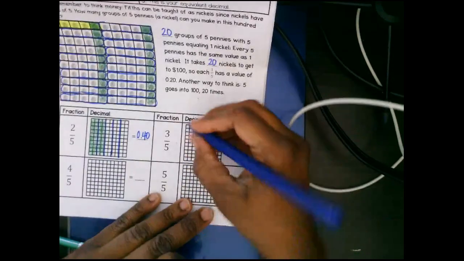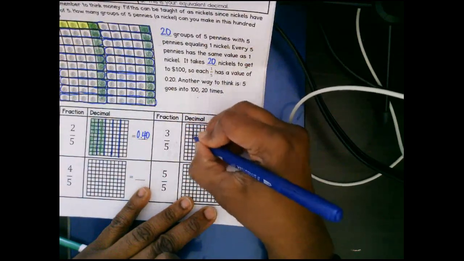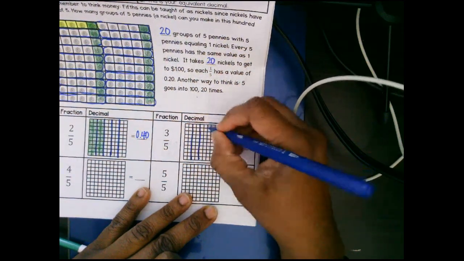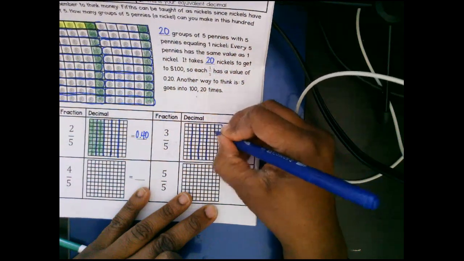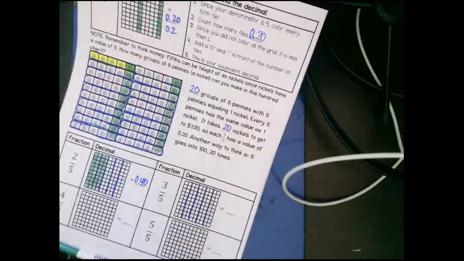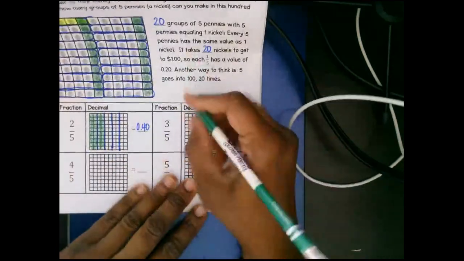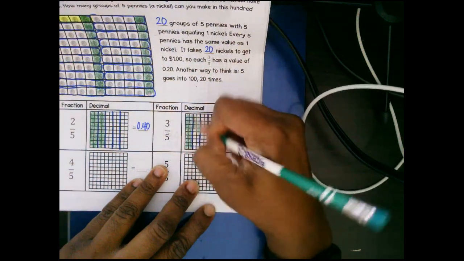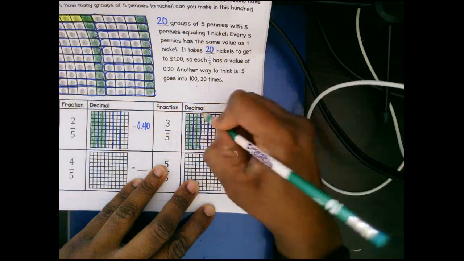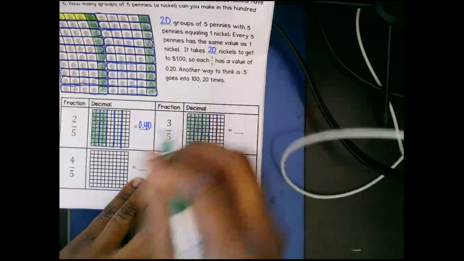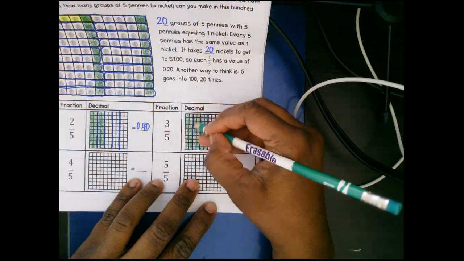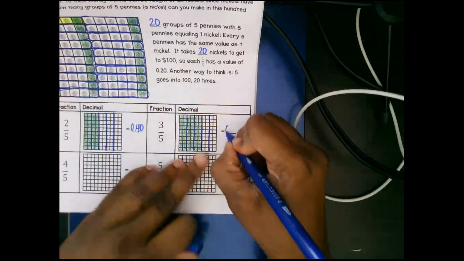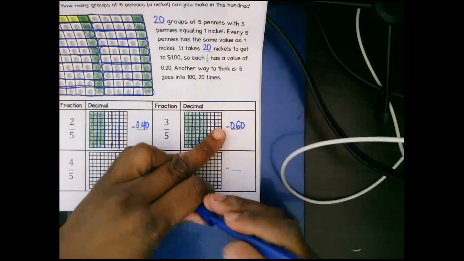3/5. We know that 1/5 is 20 hundredths. 10, 20, 10, 20, 10, 20, 10, 20. So we need to shade 3 1/5s. 1/5 plus 1/5 plus 1/5 gives us 3/5. 20 plus 20 is 40. 40 plus 20 is 60. So 3/5 is equal to 60 hundredths.